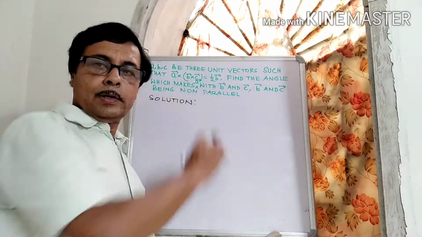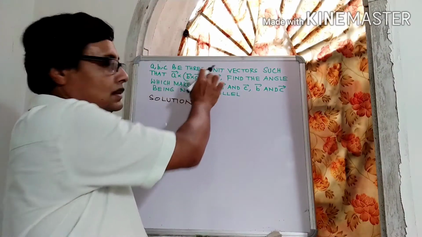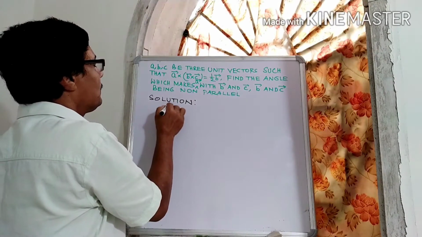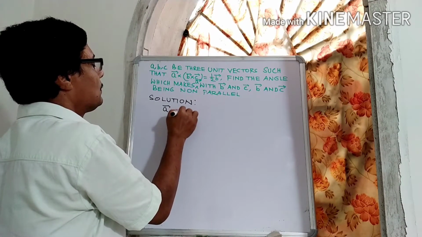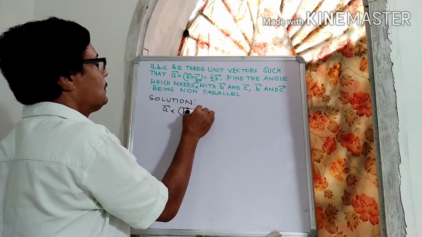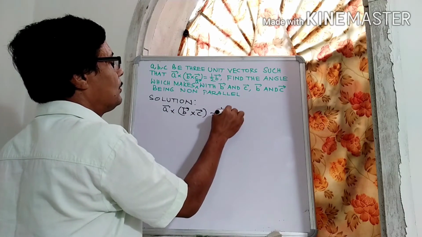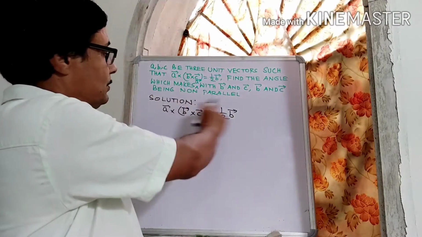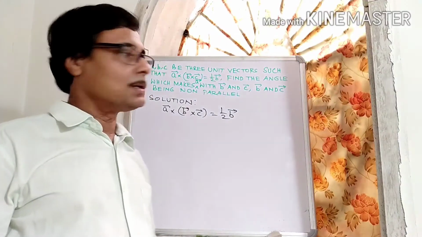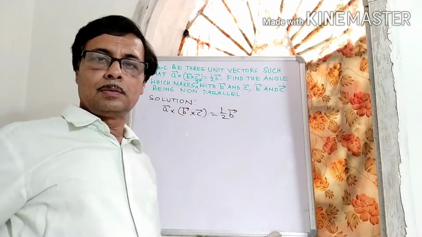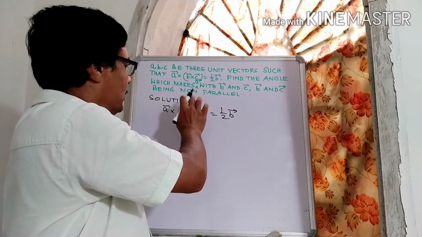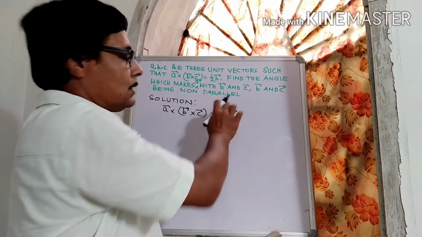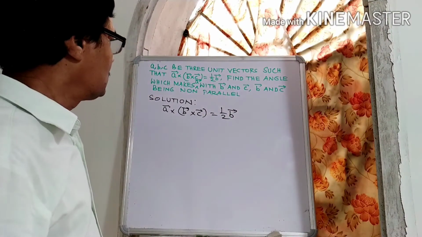At first, we write down the vector equation which is given. The vector equation is A cross (B cross C) equals half of B vector. Also, A, B, C are three unit vectors, that is, their magnitudes are 1. So A, B, C are unit vectors.